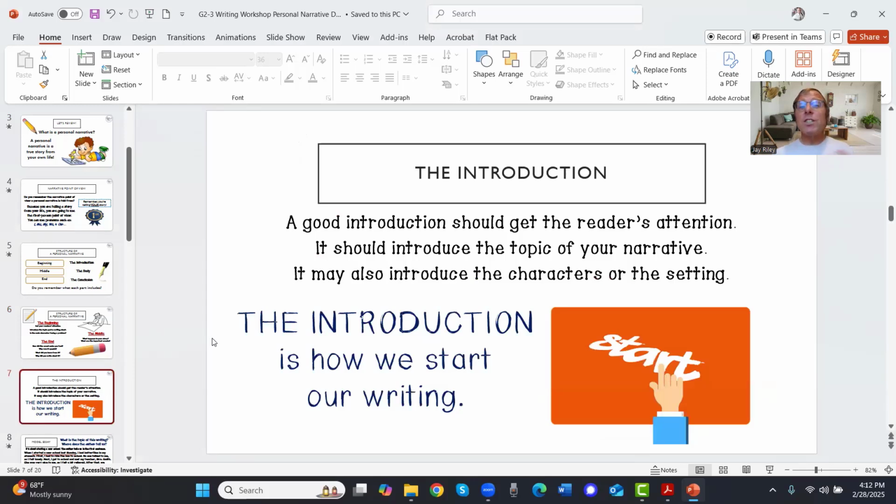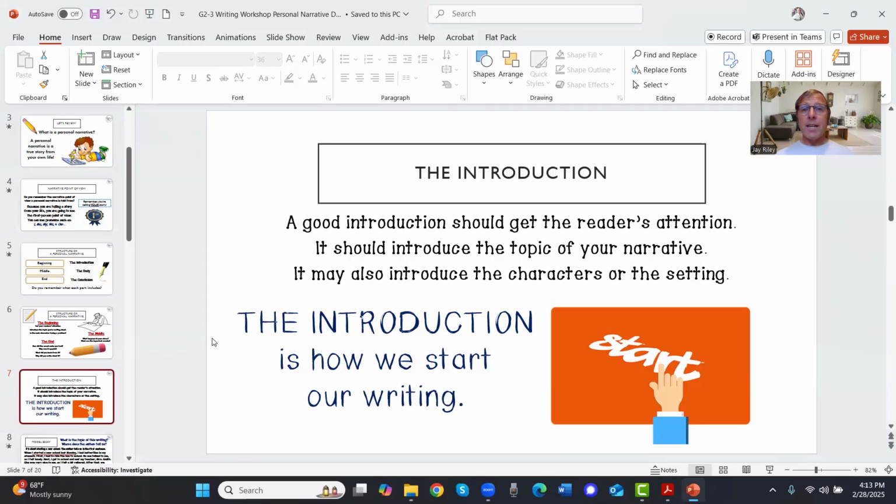So our introduction is just how we start our writing. And remember, our students are age 7 to 8, perhaps even up to 9 for this particular lesson. So they're not writing fully developed introductions that we might ask our middle school or high school students to write. So their approach to narrative writing is going to be quite simple. I really want my students to practice engaging the reader with that first sentence, teaching them the hook.